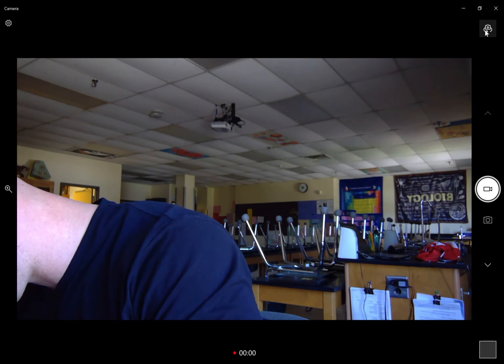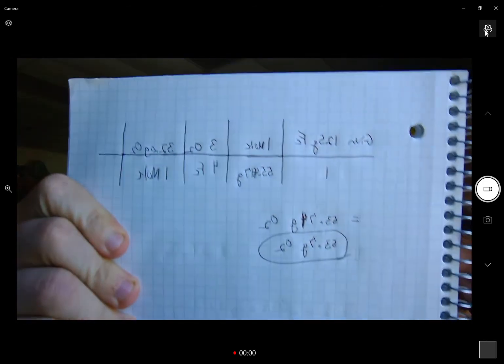Now I have 3 sig figs there. Now I should have 4 sig figs there. So what I need to do is I need to carry it down, and I need to go 53.7 grams of oxygen, O2. And then I'm going to circle it. That way Mr. Bodwin knows that's the answer.